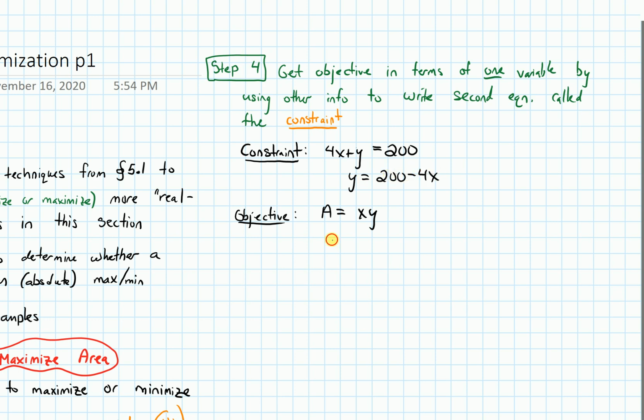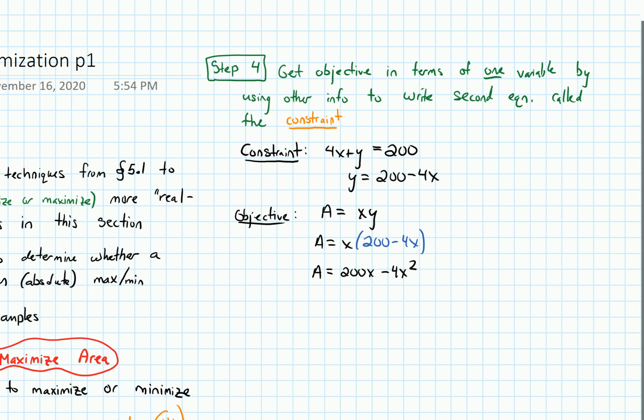And now let's plug that into the objective. We get area equals x times, and y is 200 minus 4x. I can simplify this if I distribute the x a bit. We get area equals 200x minus 4x squared. So that does undo the factoring, but it is going to be easier to now do calculus on this, which will be our next step.